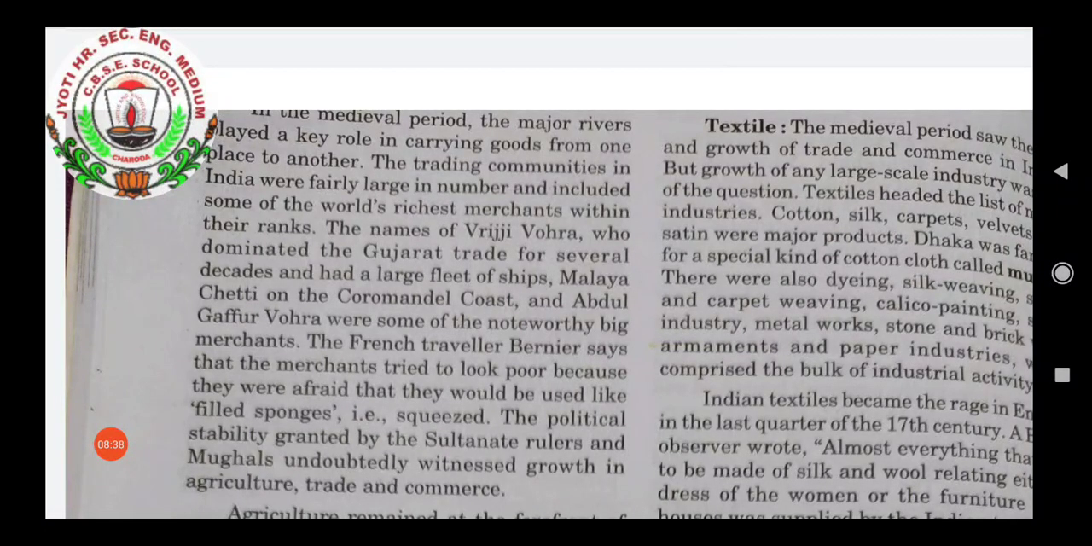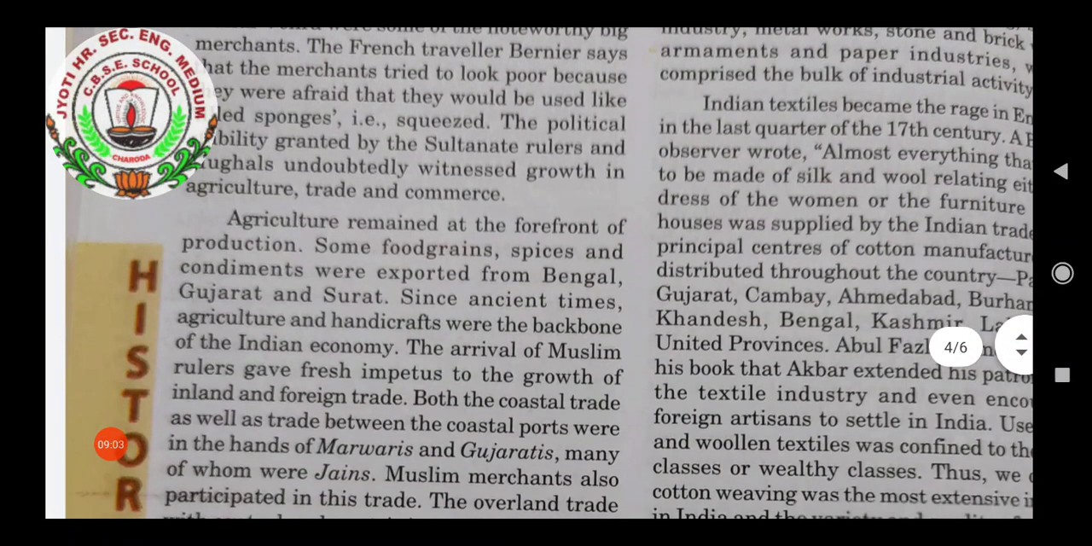Now in the previous chapter, we studied that the Sultanate rulers and the Mughal rulers both provided a very strong, or you can say very stable, political condition to the country. And because of this, in the medieval period, there was very good growth in agriculture, trade and commerce. Here agriculture remained at the forefront of production. Among them, food grains, spices and condiments were exported from Bengal, Gujarat and Surat.